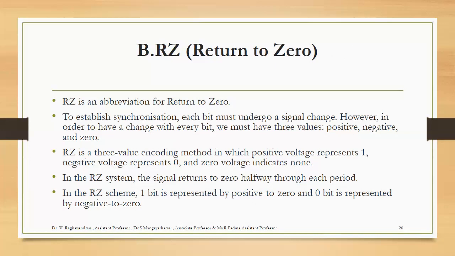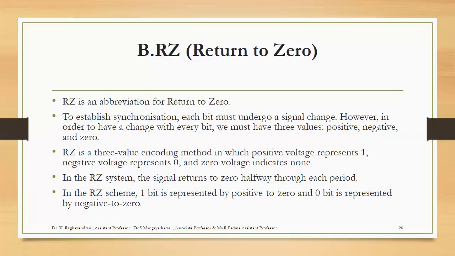and a zero voltage indicates none. So three values are used here. One is positive, another one is negative, the third one is zero. RZ is a three value encoding method. 1 is a positive value, 0 is a negative value, and zero voltage indicates none. In the RZ system, the signal returns to 0 halfway through each period.